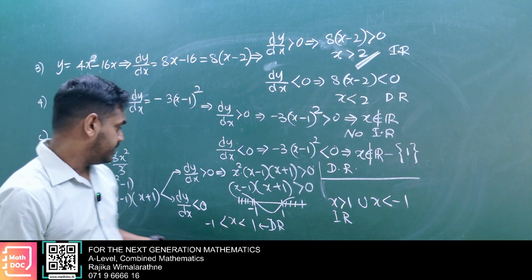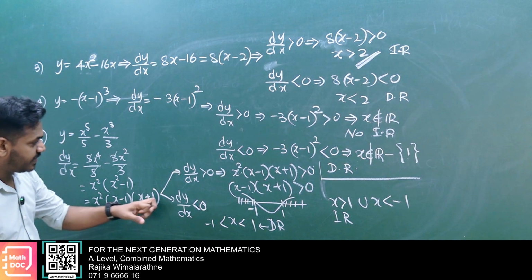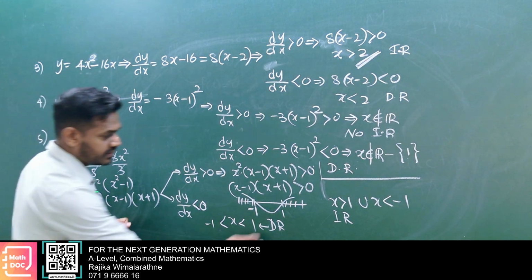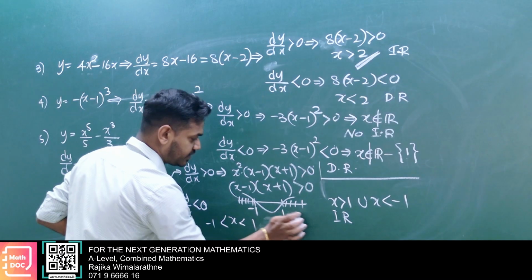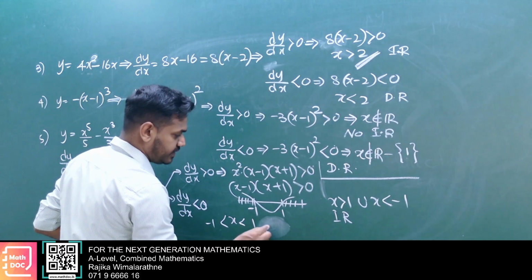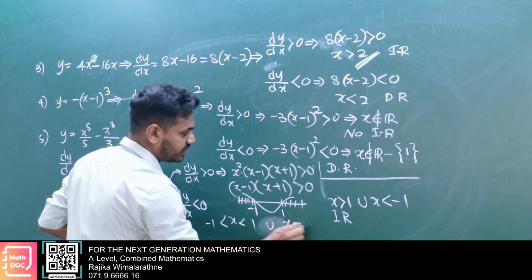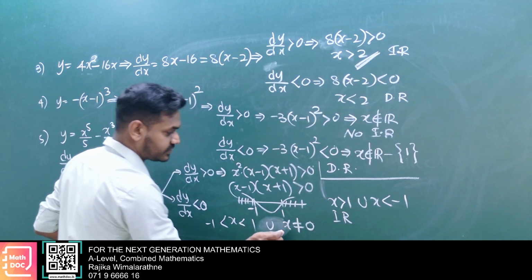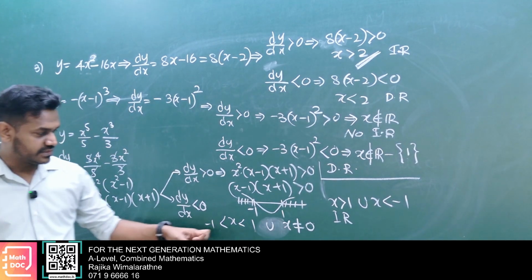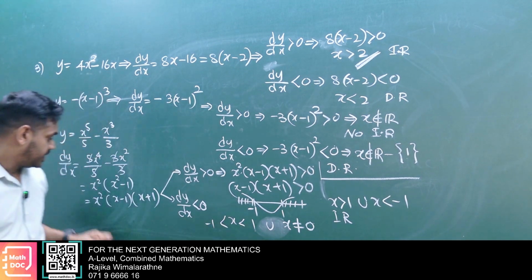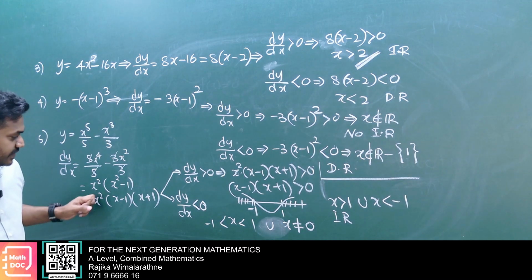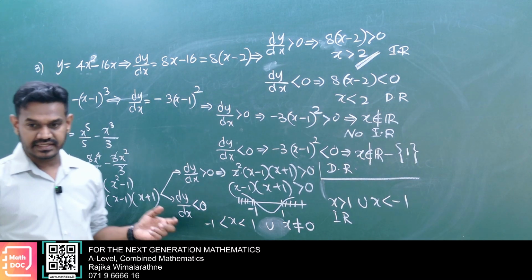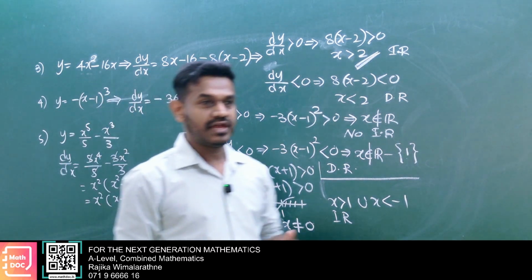Here one another thing: when x equals 0, dy by dx is not negative, it is 0. No? Then you have to exclude x not equals 0. So you have to exclude x equals 0. So within this region 0 is there. Then here x squared value, when x equals 0, this part gets 0, that is neither decreasing nor increasing, so we have to exclude that.